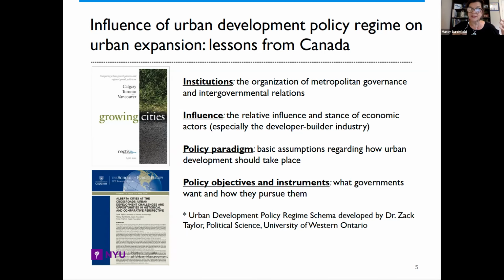Influences of the policy paradigm. What is the urban planning policy paradigm or framework of the day, smart growth being one of them in the 1990s through the early 2000s. And then that's followed by policy objectives and instruments that governments can use and want to use to pursue those policy objectives. So if you hit the next slide.